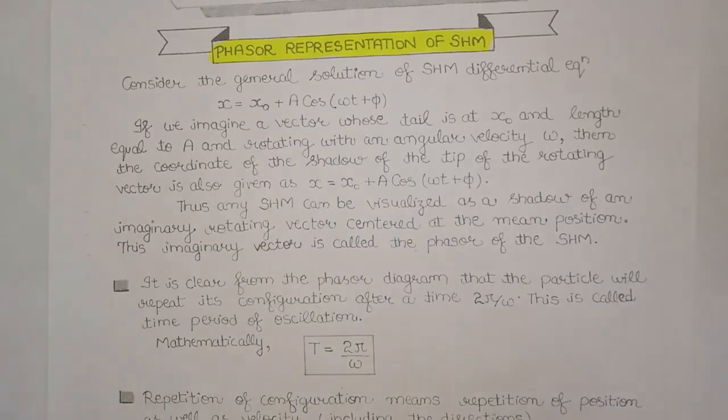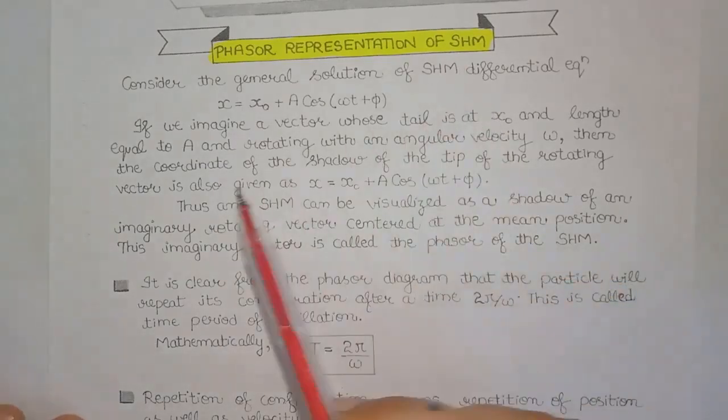The equation of SHM can also be represented as a vector, which is called a phasor. And we can also use the phasor method or the vector method to add the SHM. So let us see the phasor representation of SHM.